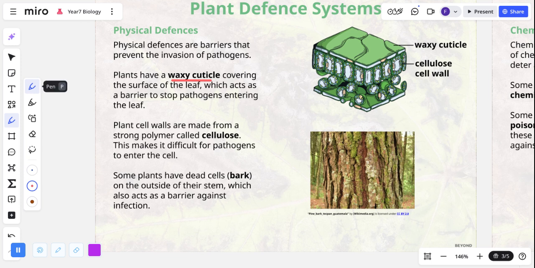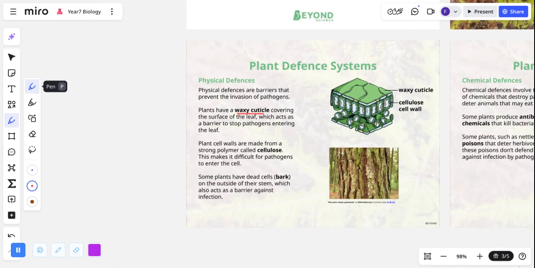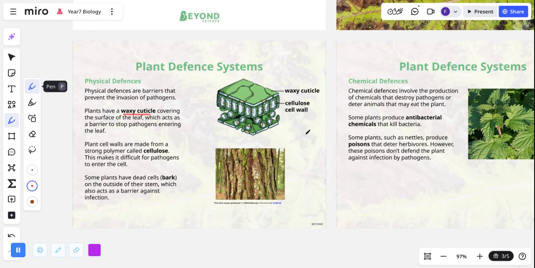All right. Now, plant cell walls are made from cellulose. That's lots of glucose molecules stuck together. And again, it's a really, really strong wall, and it makes it hard for things to get through. Trees have bark. This is made from dead cells. And again, it just stops things entering. It stops bacteria entering. It even stops animals eating it. So these are physical defenses.